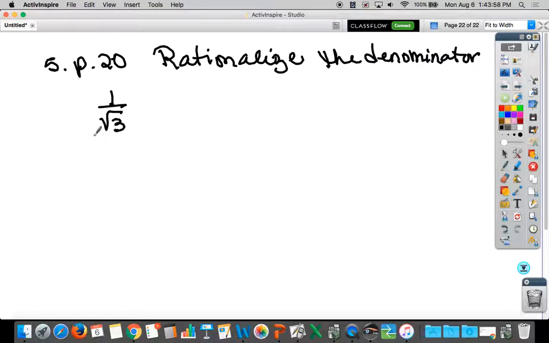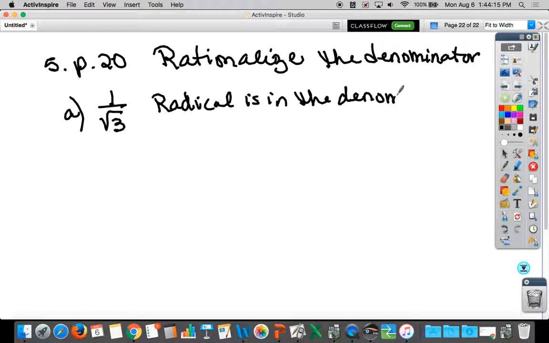This is 5A. Now, what's happening with 5A, and the reason why I don't like this, is because I have a radical in the denominator. The radical is in the denominator, which is just a mathematically incorrect form. Okay? Nothing wrong with it. It's just not the proper format.